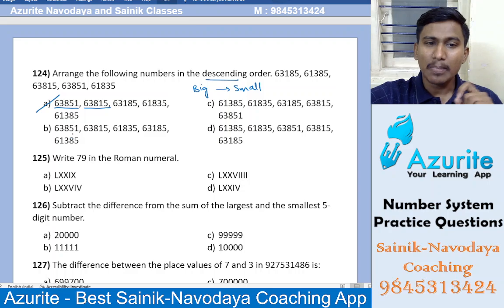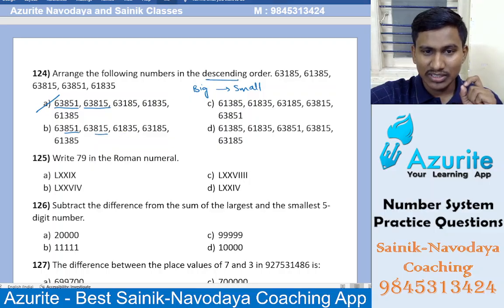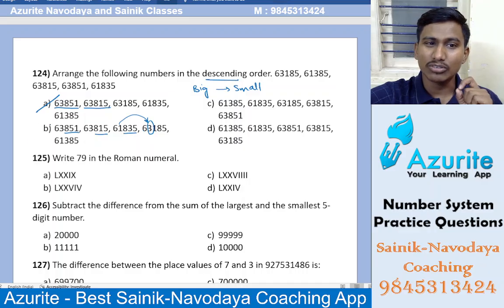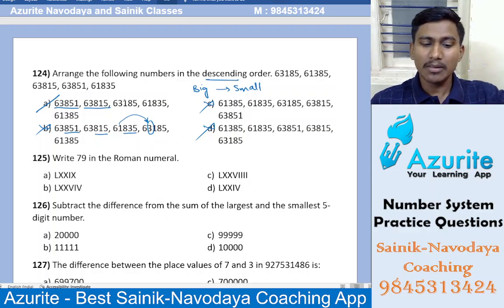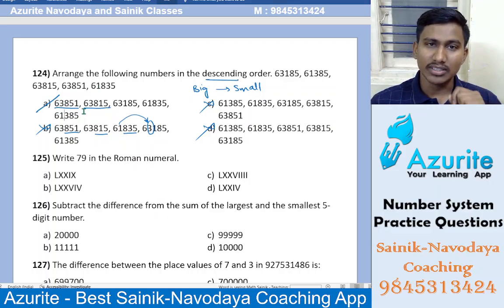If you see B, this is 63,851, 60,815, 61,835, 63,000. After 61,000, 63,000 will not come. That is why it is not possible. Like this, none of them will come as the answer. So option A is the only possible answer here.